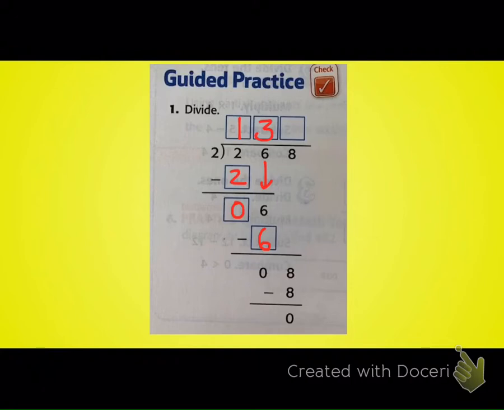6 minus 6 is 0. Bring down our next number, 8. 8 divided by 2 is 4. 4 times 2 is 8, and they've already solved that for us. 134 is what you should have for a correct answer.